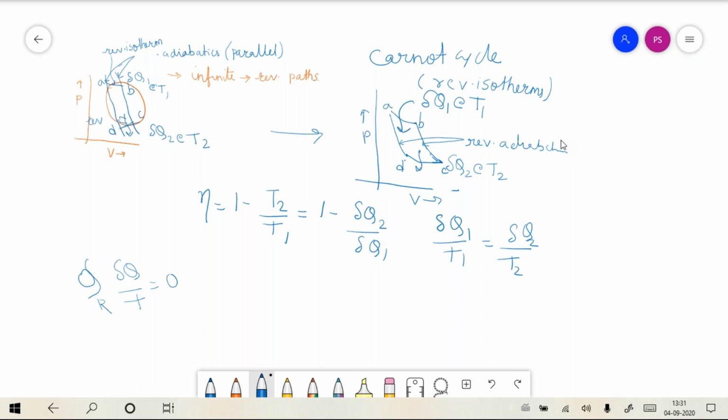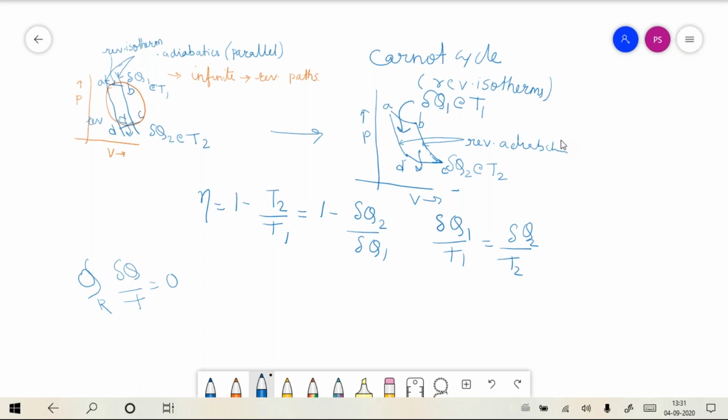For proving this, we have considered a reversible cycle, which is shown on the board. Okay, the red colored cycle, which is shown on the board. And we had proved that. What did we prove? We had proved that a reversible path is equivalent to a zigzag path comprising of two reversible adiabatics and a reversible isotherm in between.